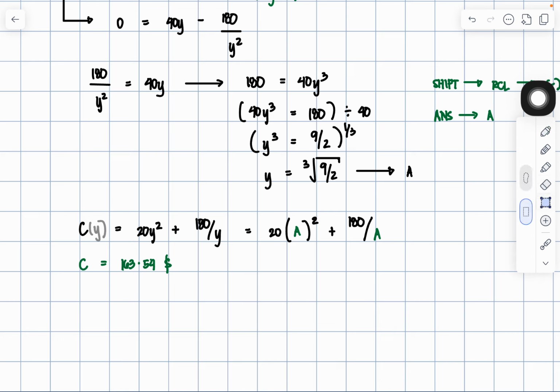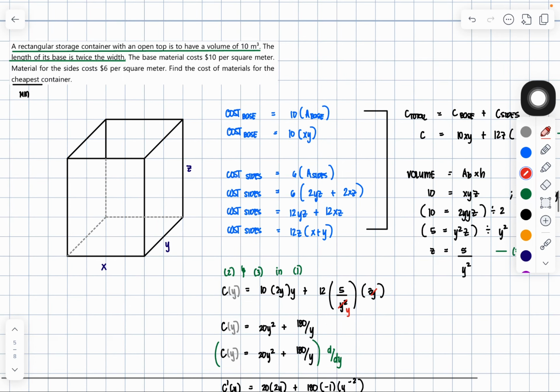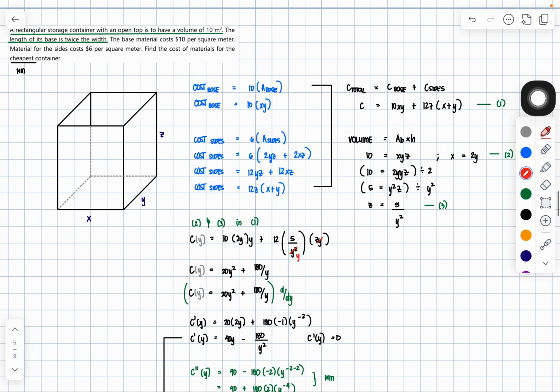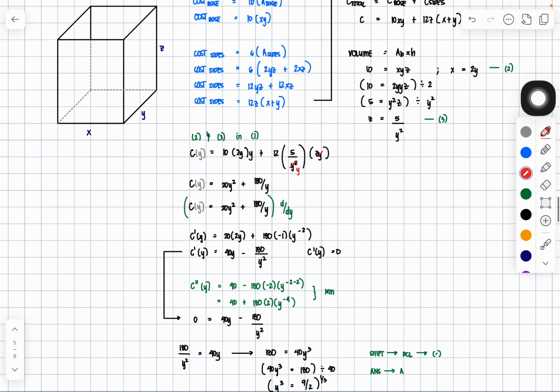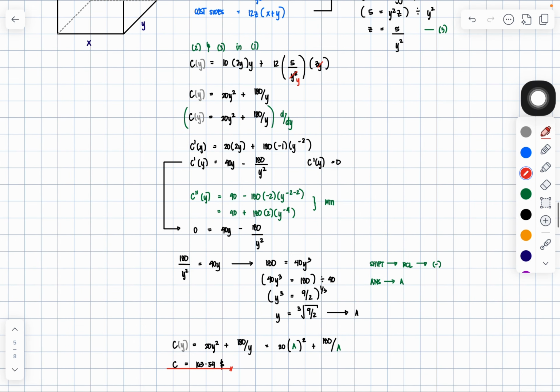Okay? No need to check if this is the minimum since na-check na natin siya kanina. No? This is your minimum cost. So, that's the answer for this particular problem. So, ayan. Ito yung buong solution. No? So medyo umikot-ikot lang tayo, but still we solved this one.